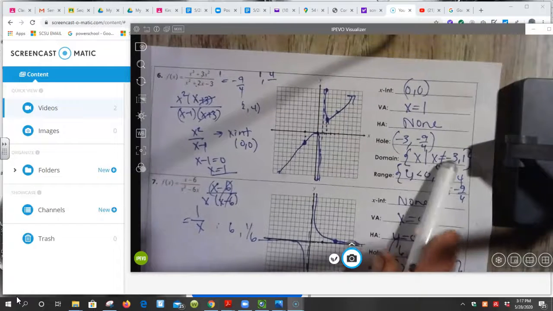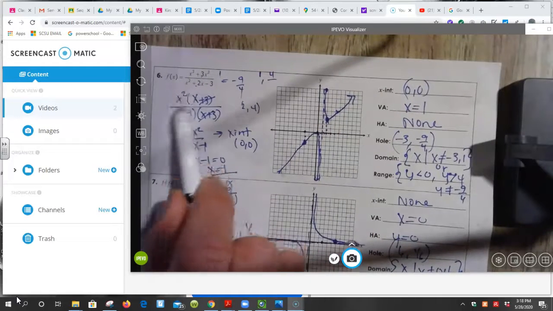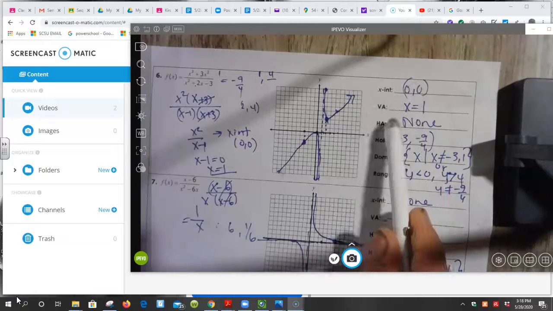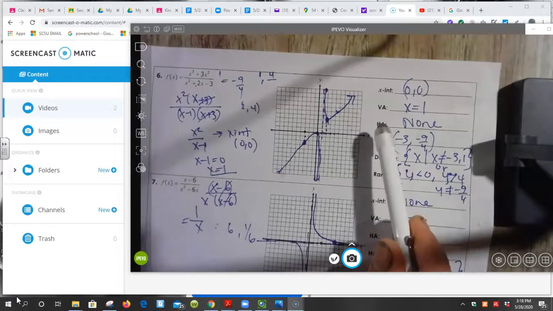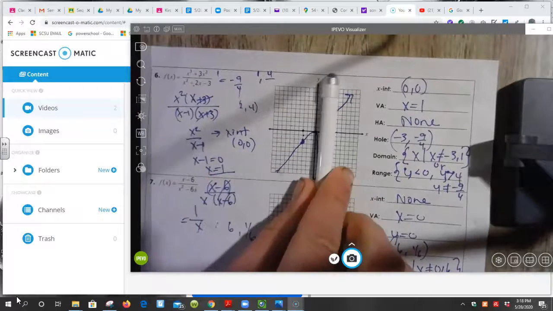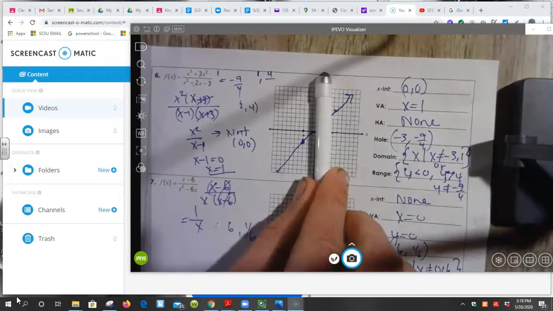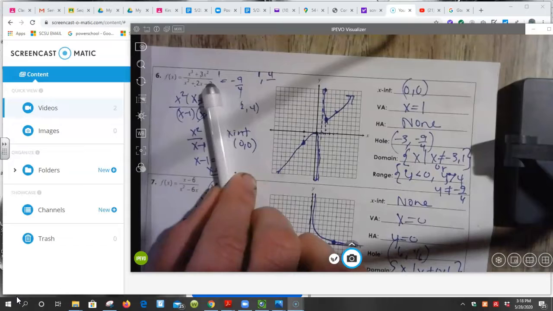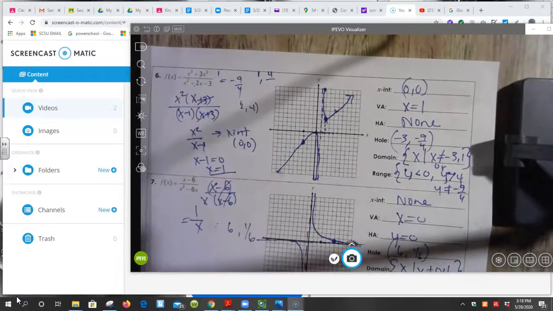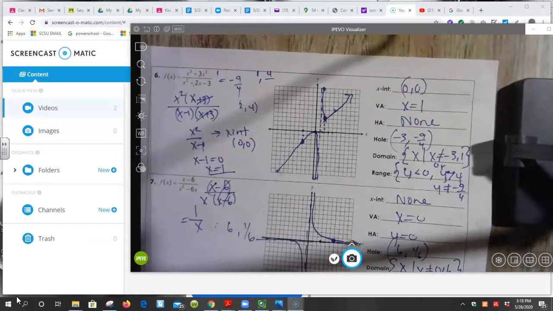So let's look for the x-intercept. That's the only thing that makes the numerator 0, so it's (0, 0). The vertical asymptote is x equals 1, because that's the only value that makes the denominator equal to 0. Horizontal asymptote, there is none because the numerator has a higher power than the denominator. We did the hole already.